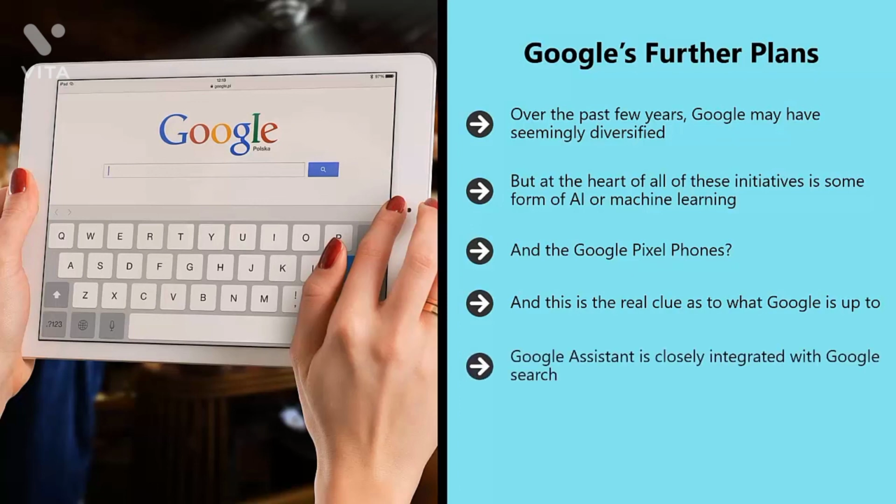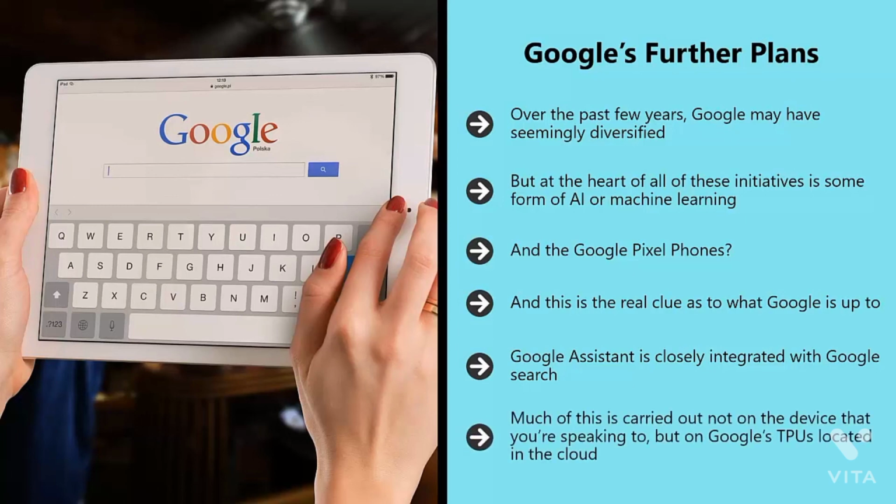Google Assistant is closely integrated with Google Search. You can ask Google Assistant a question like, "Who started Iron Man?" and it will give you a natural answer. It does this by first using machine learning to turn your speech into a string, then by using Google Search in order to look up useful answers, which involves machine learning in the form of RankBrain, then by using narrow AI to extract the most useful answers from the best web pages, and then by using another form of narrow AI to provide the response in a natural-sounding manner, which is designed to appear like general AI. Much of this is carried out not on the device that you're speaking to, but on Google's TPU located in the cloud.